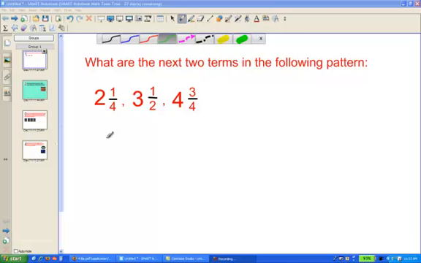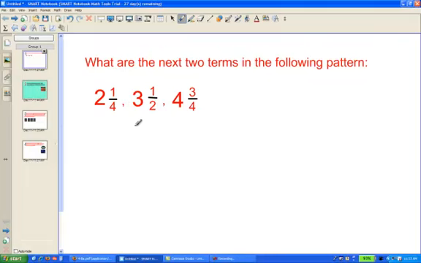So this is 2 1/4. How do I get from 2 1/4 to 3 1/2? Well, it's tough to compare fourths and halves, so I'm going to change 3 1/2 to 3 2/4. And that's an equivalent fraction. Now it's really easy to see what I'm jumping here. I'm jumping 1/4 as a fraction and 1 whole as a whole number.